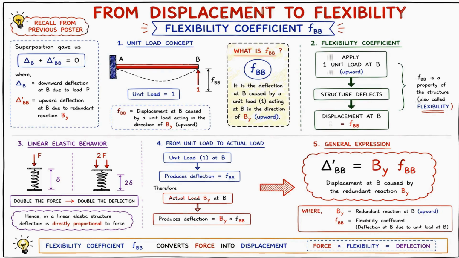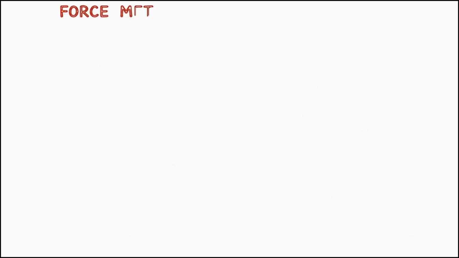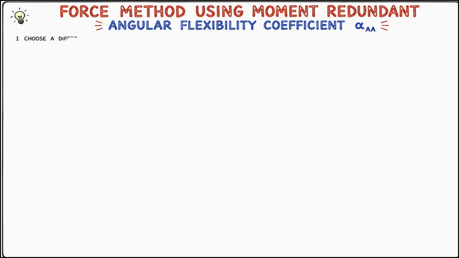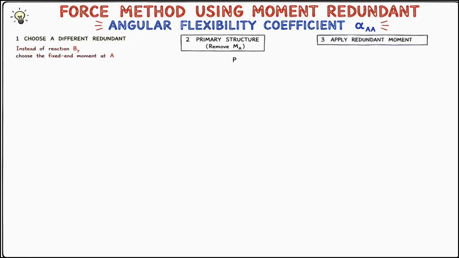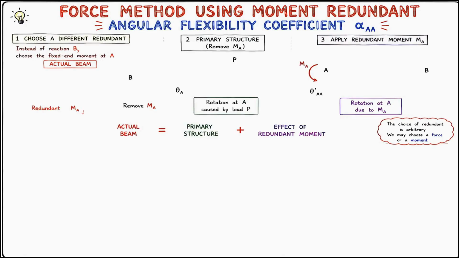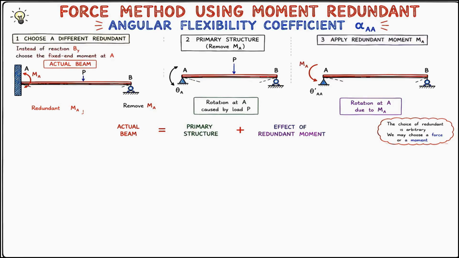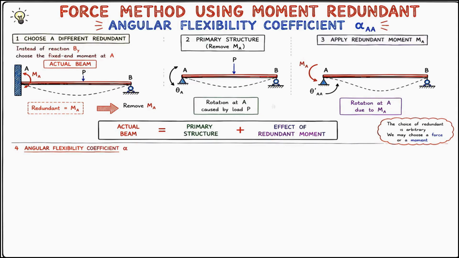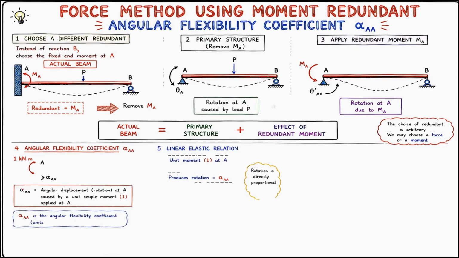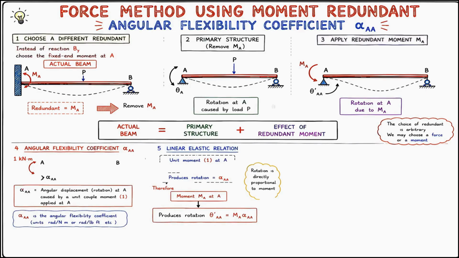Till now, we selected a force as redundant, but we can also choose a moment. Suppose we choose the fixed end moment MA as the redundant. Removing MA converts the support into a pin. Load P causes a rotation theta A. Now apply a unit moment at A. The resulting rotation is called alpha AA.